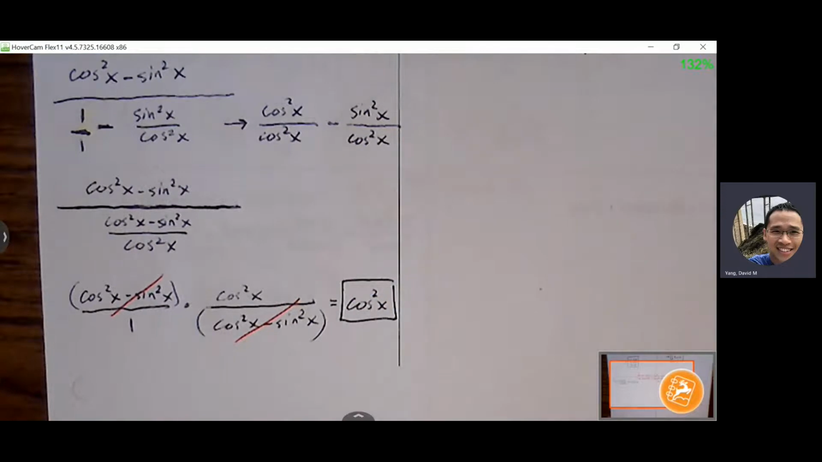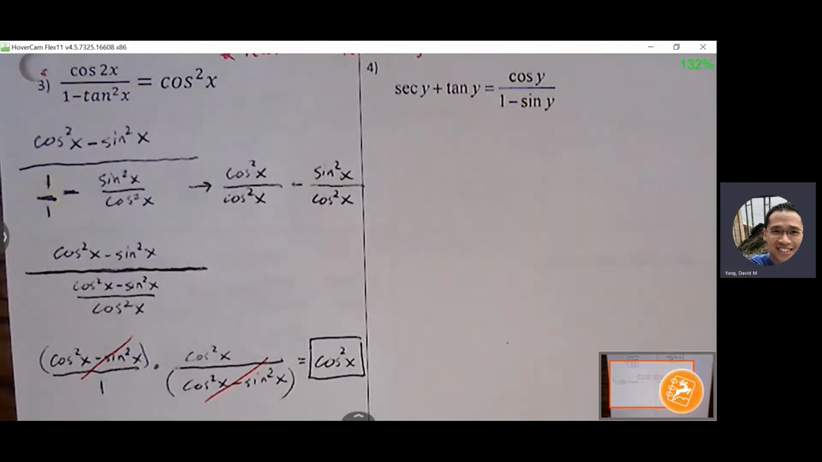Good. Any other questions with 3? Okay, take a look at 4 and see if you can decide what would be a good first step to take.